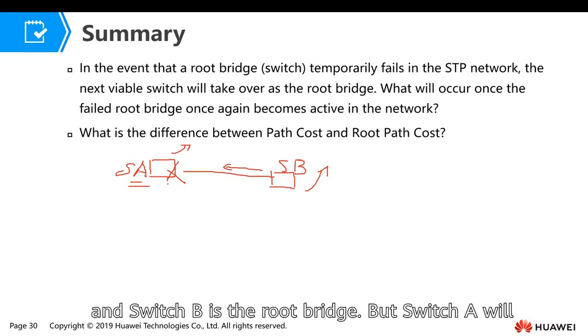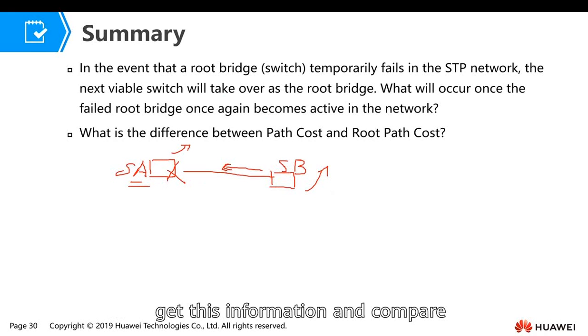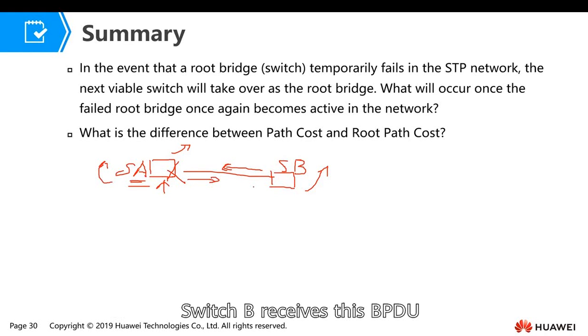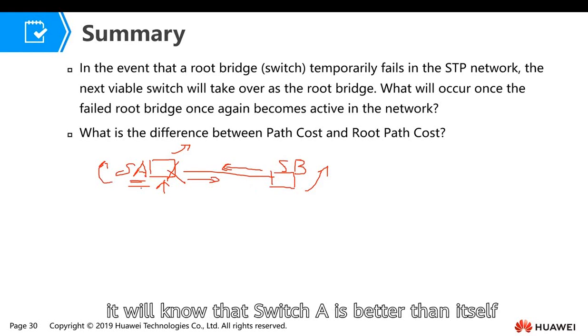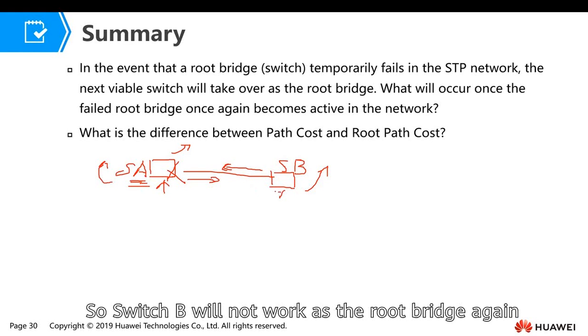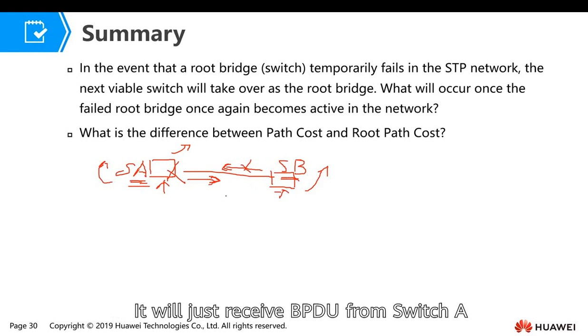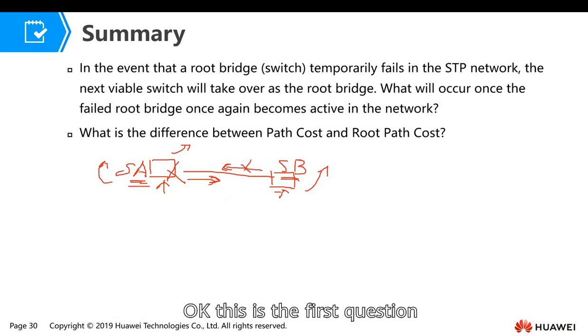But switch A will get this information and compare the BPDU with its own. Switch A will know that switch B is not better than itself, so switch A will come back as the root bridge and send out BPDUs. Then switch B receives this BPDU and knows that switch A is better than itself. So switch B will no longer work as the root bridge and will stop sending out BPDUs, just receiving BPDUs from switch A. This is the first question.